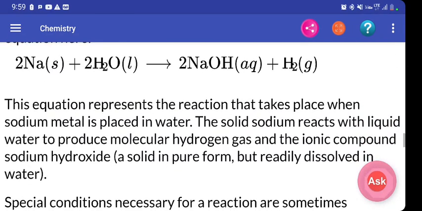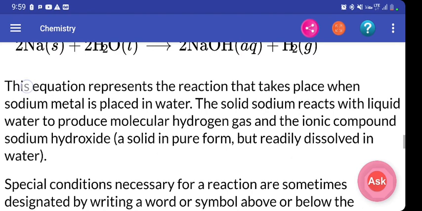This equation represents the reaction that takes place when sodium metal is placed in water. The solid sodium reacts with the liquid water to produce molecular hydrogen gas and the ionic compound sodium hydroxide, a solid in pure form but readily dissolved in the water.